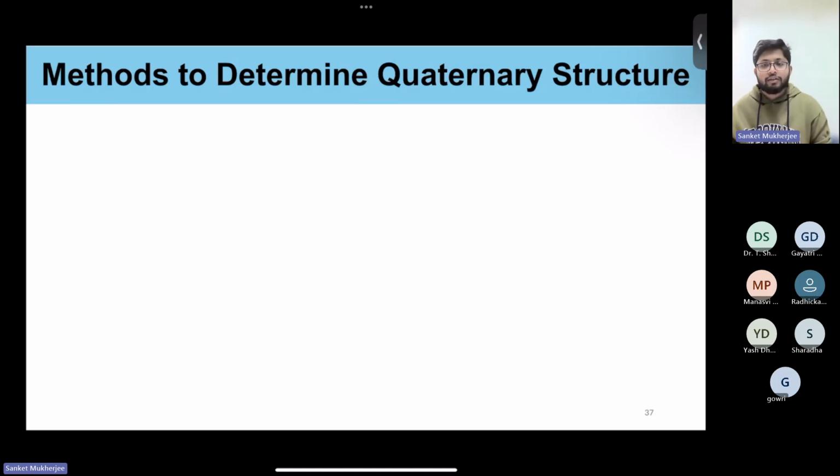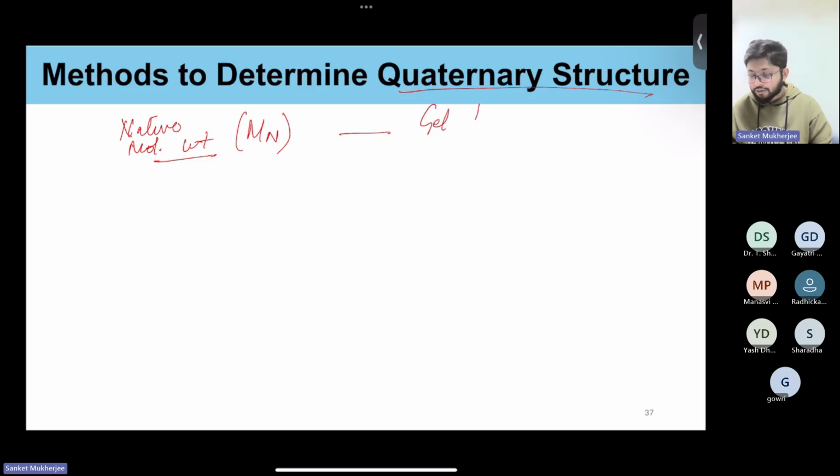Now quaternary. So we are done with the primary structure, the secondary structure, and the tertiary structure. Now what we can find out is the quaternary structure. Quaternary structure is the arrangement of different tertiary structures. So let's say you purified a protein, and it can have a native molecular weight, denoted as Mn, and you find this using gel filtration chromatography.